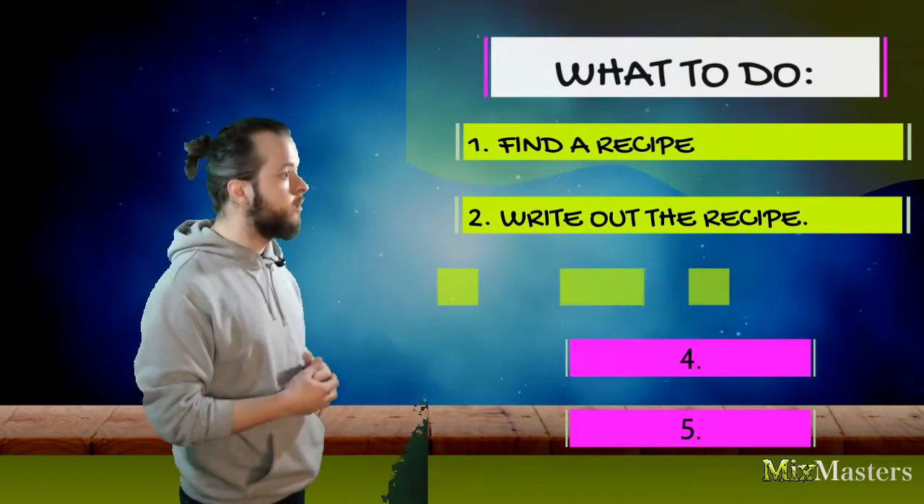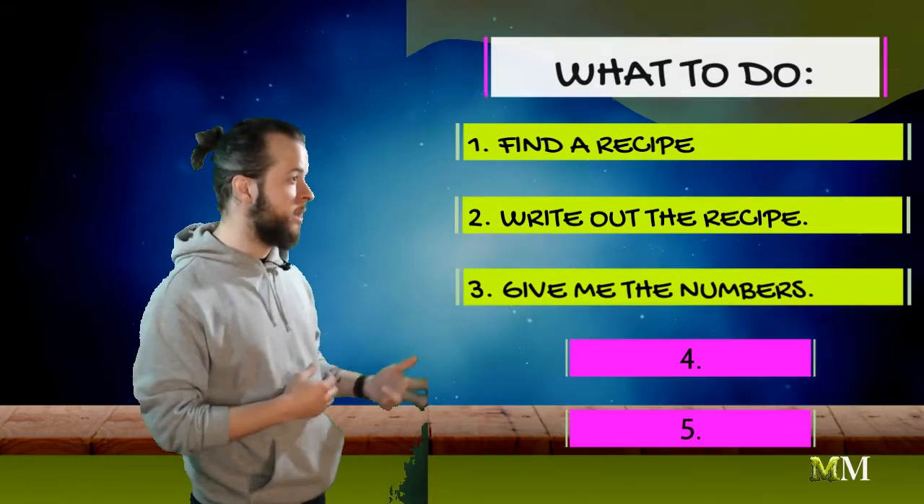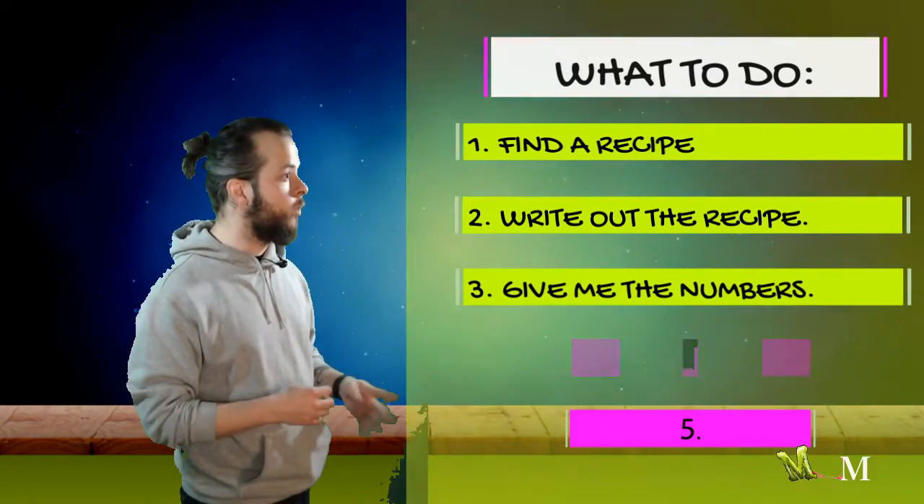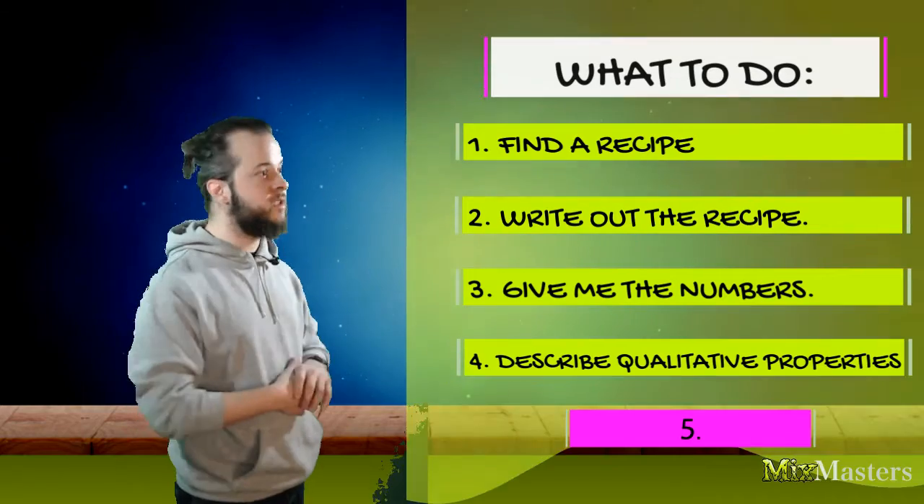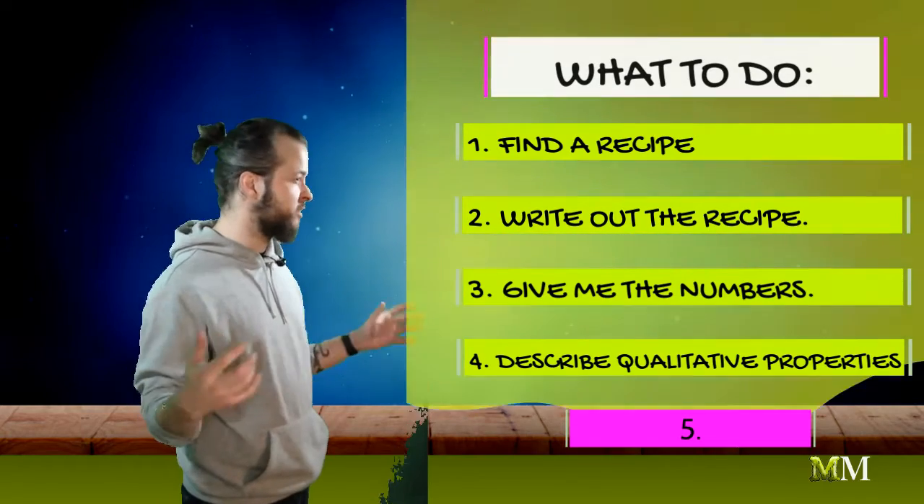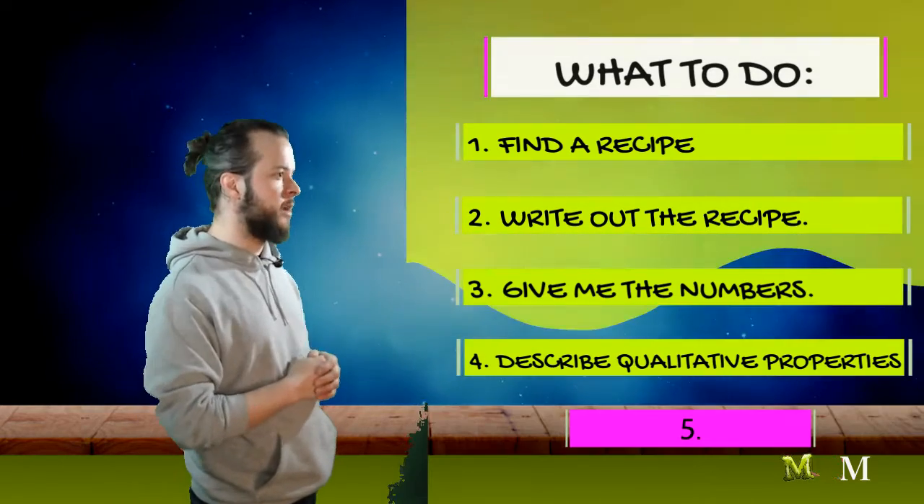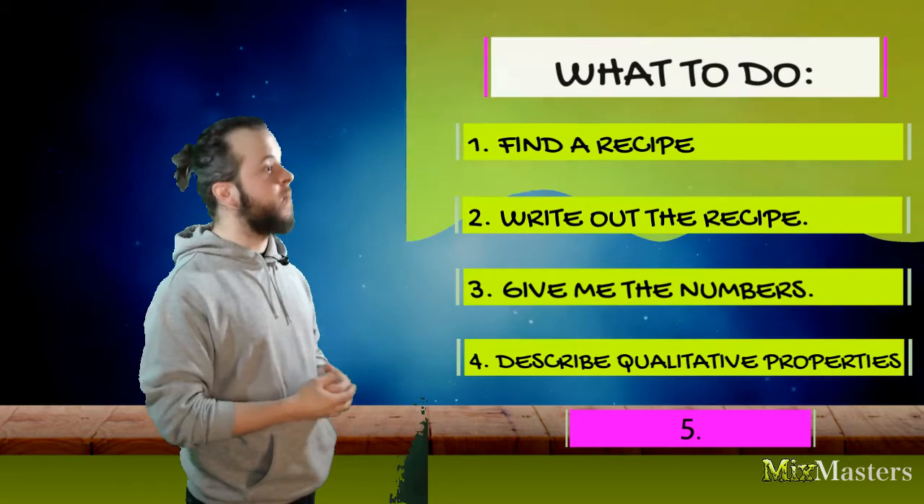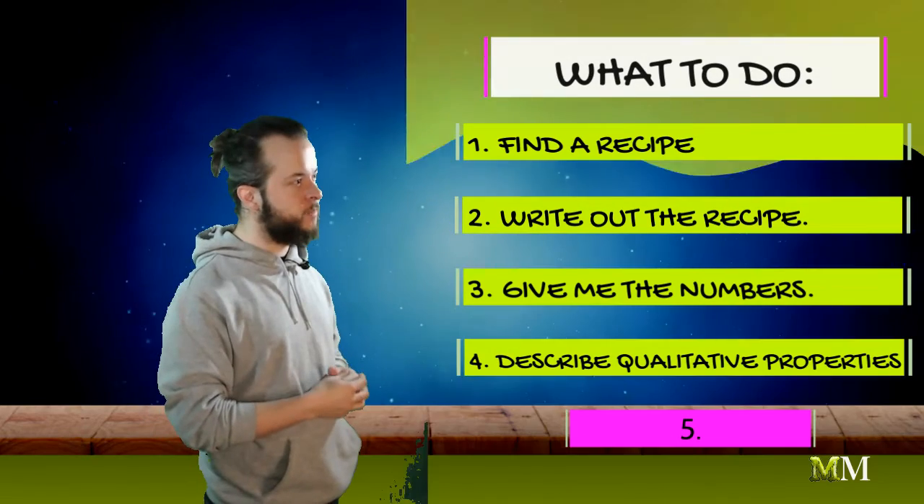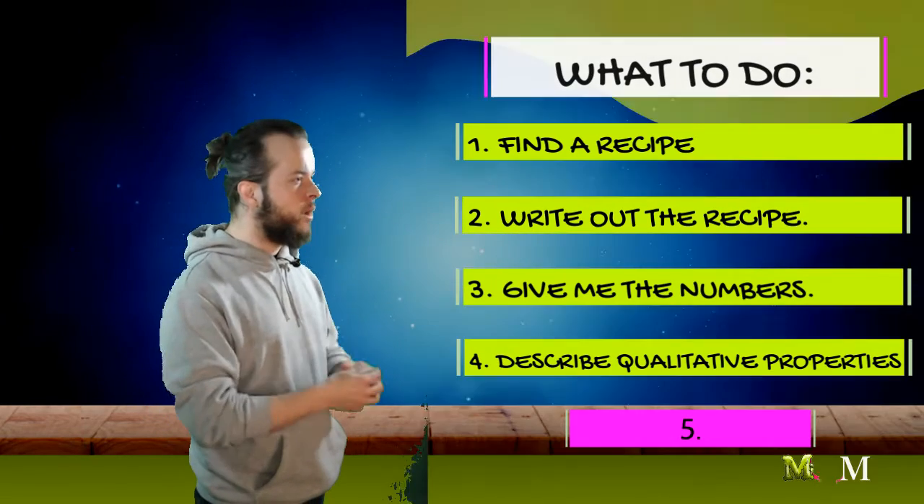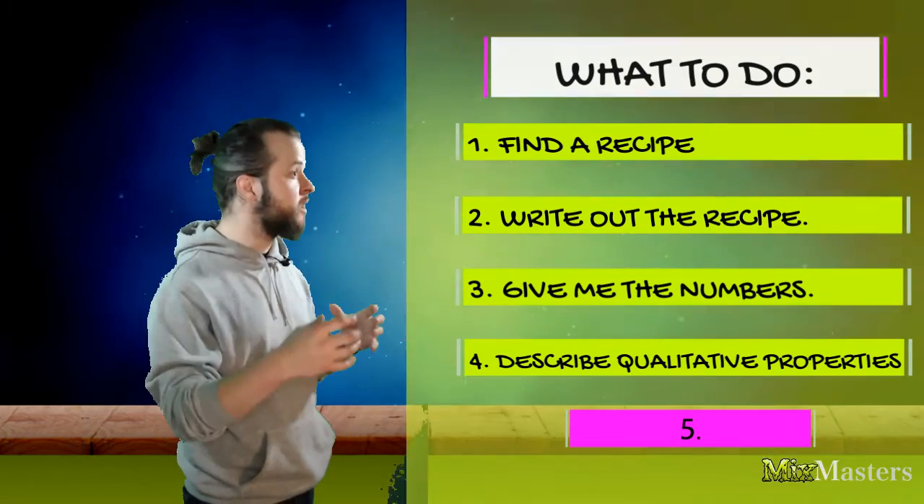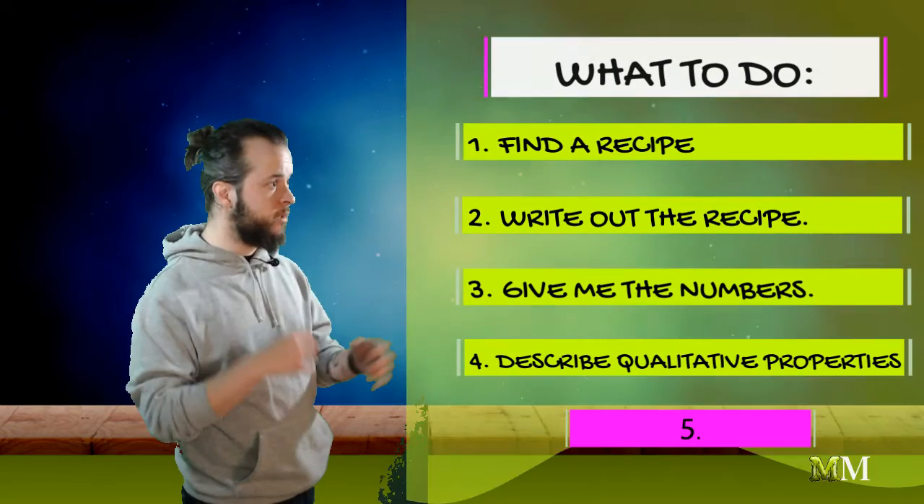Number 3, include measurements, times, temperatures. Number 4, include descriptions of how it looks, tastes, smells, and so on. Don't taste the slime, come on now. Do your best to explain why your recipe is irreversible. What was achieved? How was it achieved? Was it done by mixing, heat, or a chemical change?